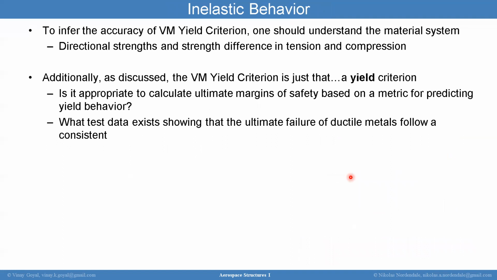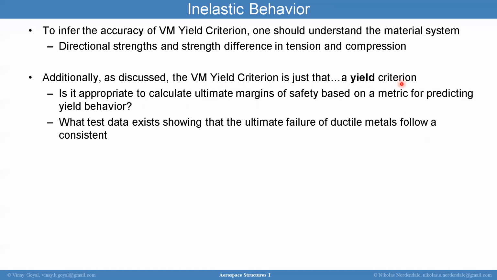To understand whether or not von Mises as a yield criterion is accurate, you really need to understand the material system you're talking about, whether or not the strength of your material is the same in tension versus compression. Additionally, one detail that I have seen a lot in industry overlook is that von Mises is just that. It is a yield criterion. It is not an ultimate failure criterion.